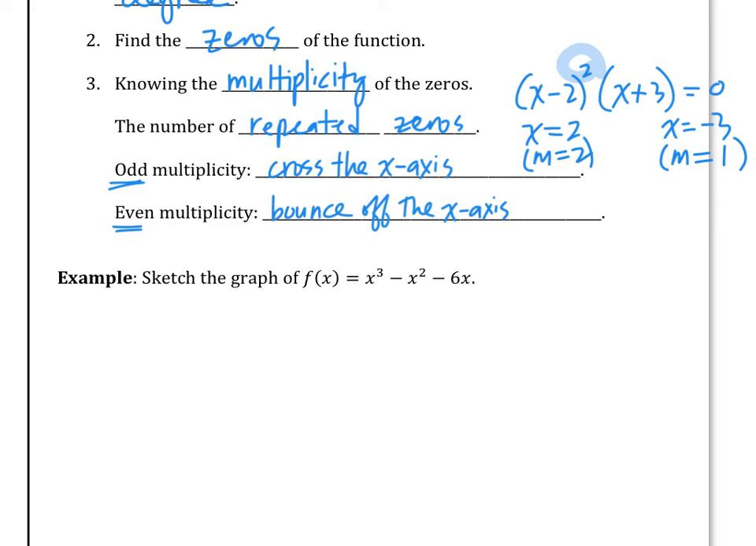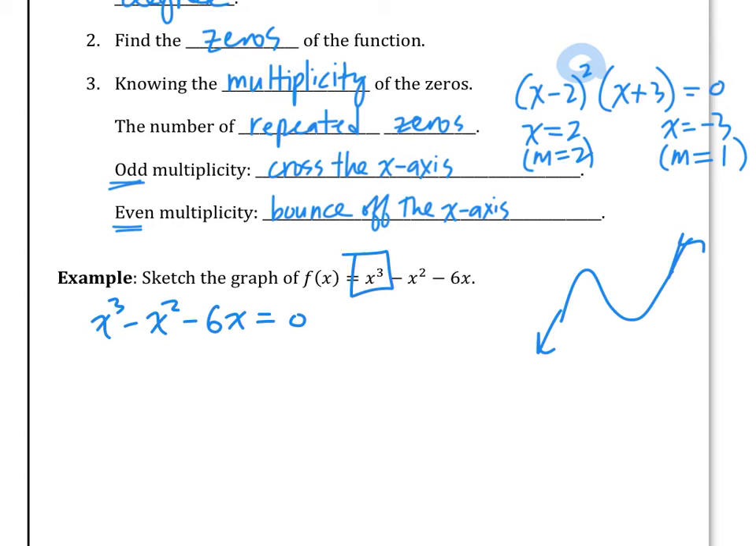Sketch the graph of this without graphing calculator. All right, so first thing, end behavior. End behavior depends on the highest degree. Third degree, we know it's going to go like this, something like that. Next, we want to find the zeros. How do we find the zeros? Let's take out our Algebra 2 skills. We're going to factor and solve.